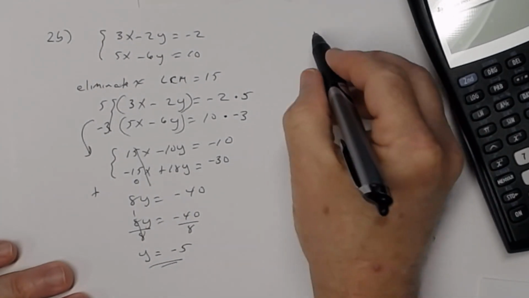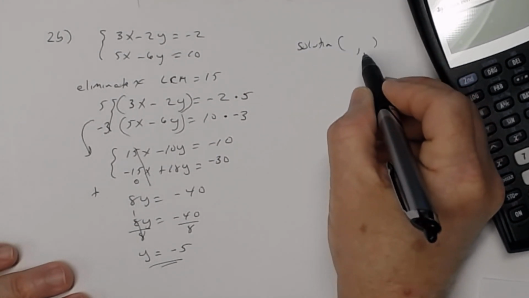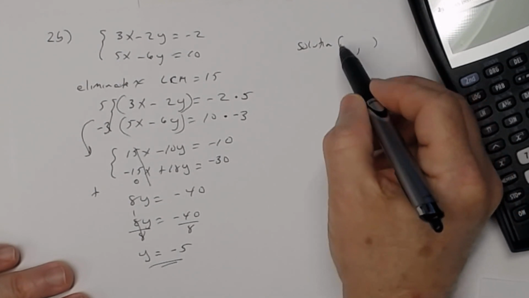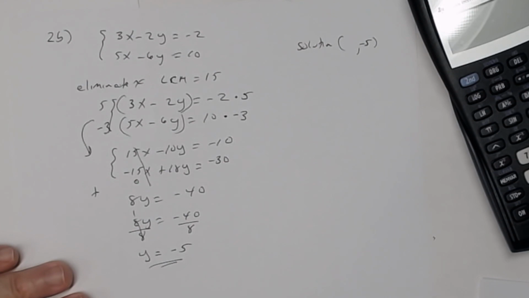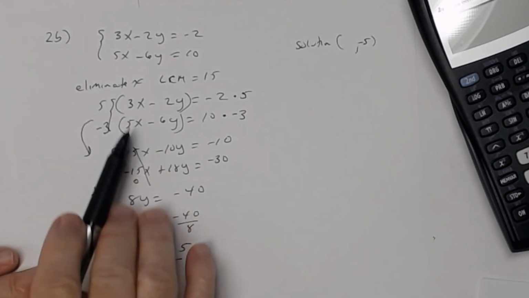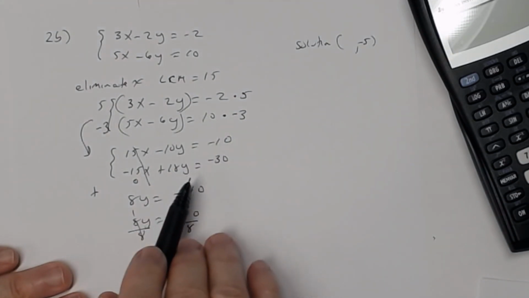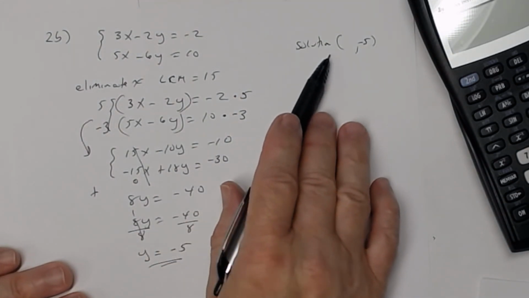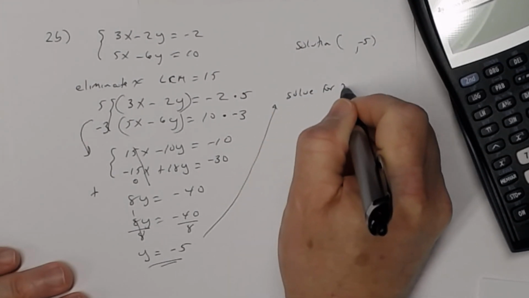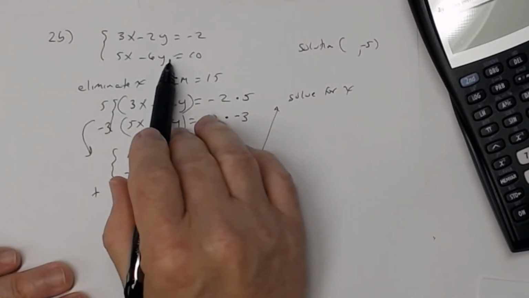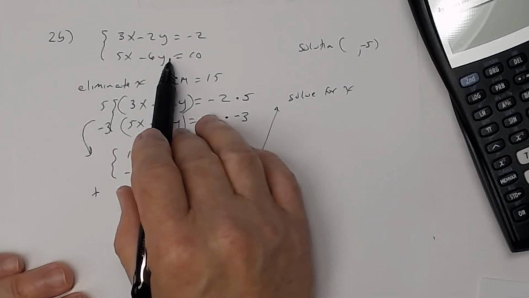So think about your solution. So far I know that the y coordinate of my solution is going to be a negative 5. All right, so that's how I got y. To get y, you're going to eliminate the x's, and then you're going to solve for y. But now you got to solve for x, right? So now we're going to solve for x. Now to solve for x, remember, you go back to one of those equations. It does not matter which one. You'll still get the same value for x.